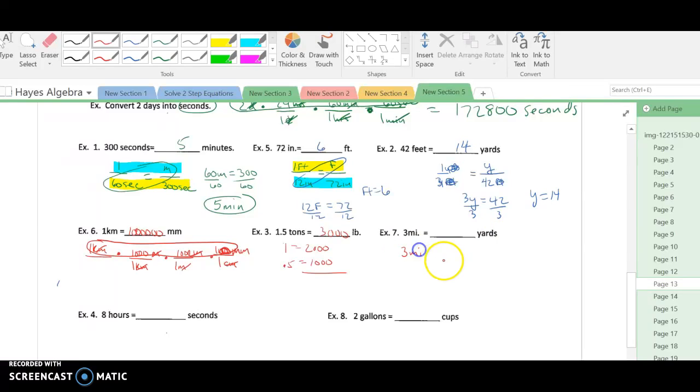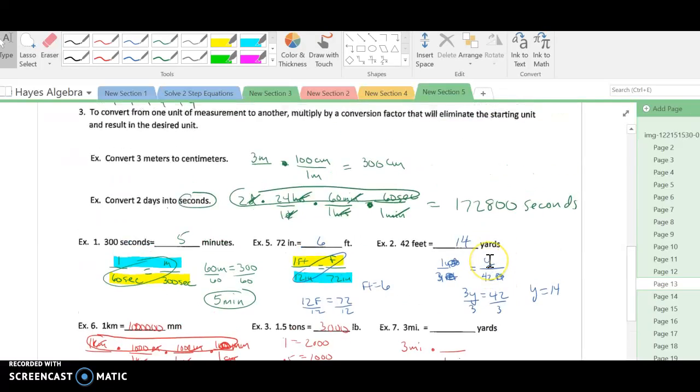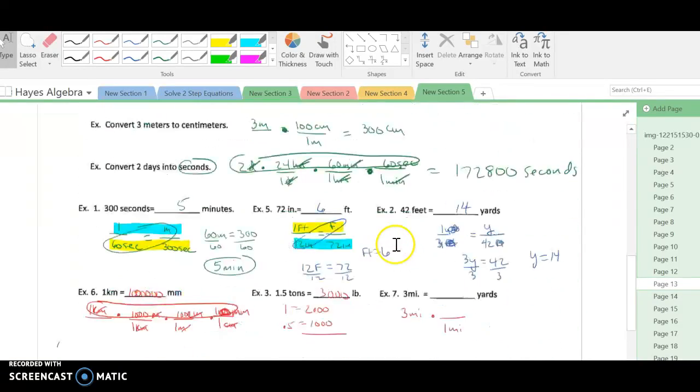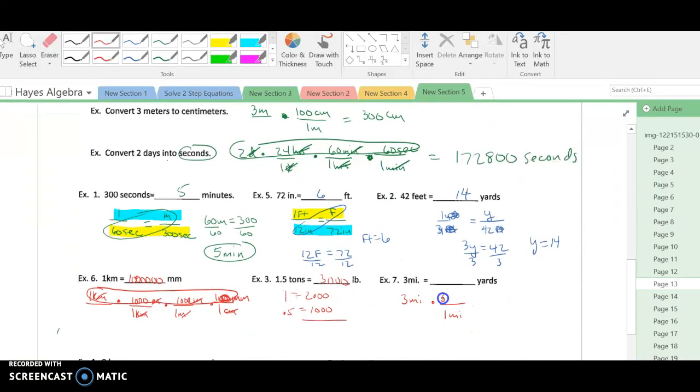Now 3 miles is equal to how many yards? Well, 3 miles times 1 mile is equal to how many feet? So if I go up here, miles to feet, it's 5,280 feet. Now, that cancels out miles, but now I have to go from feet to yards. So, how many feet are in a yard? So 3 feet, right? Feet cancel out, is equal to 1 yard.